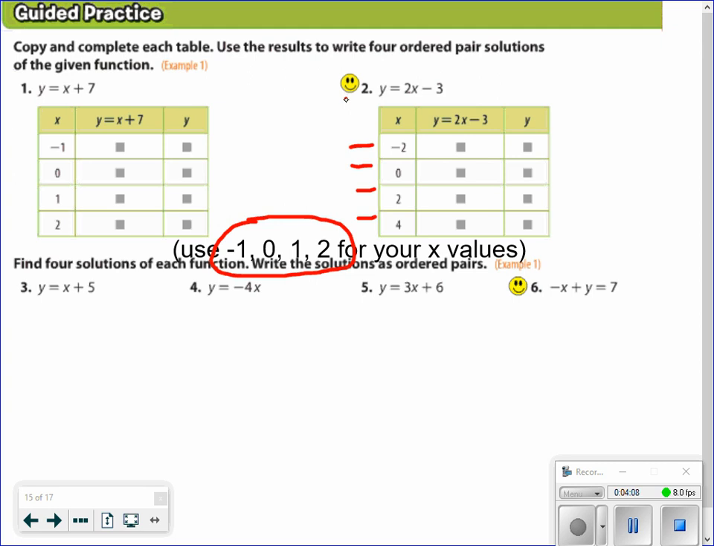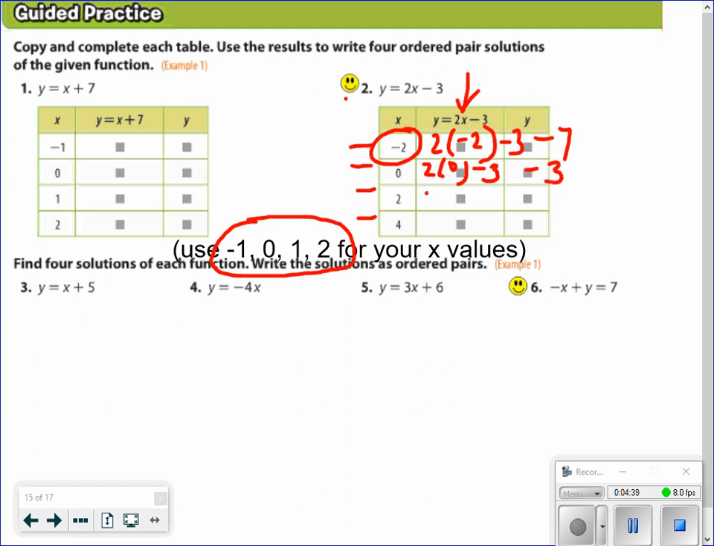For the first one, I'm going to take this x value of -2 and plug it right into this. So I'm basically doing 2 times -2 minus 3. 2 times -2 is -4, minus 3 is -7. Again, I would do the same thing here. I would do 2 times 0 minus 3, which gives me an answer of -3.